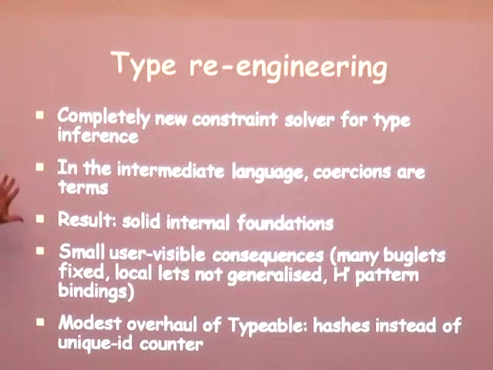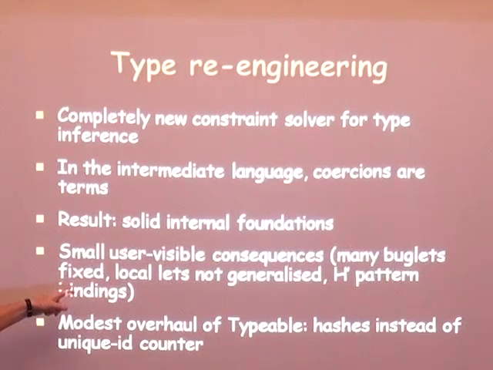So this is big solidification. I feel we now have a foundation that we can build better type stuff on top of. There are some small user visible consequences to this, apart from fixing many bugs. There's the bit about lets not being generalized, which some of you will have come across, but I lifted that a little bit recently. Now local let bindings are generalized so long as they only mention top level things or other similar let bindings. It's all written out in the user manual. It makes it just a bit more flexible.